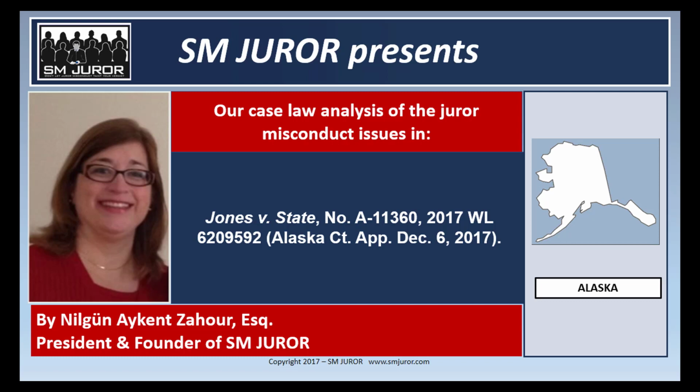In the case of Jones versus State. Some points that I want to highlight that we're going to discuss are juror letters to the trial court, juror bias, and prohibitions under Rule 606B.